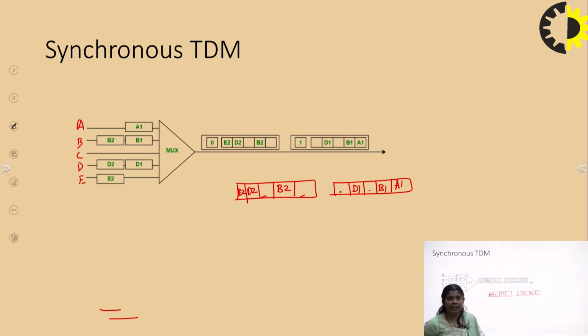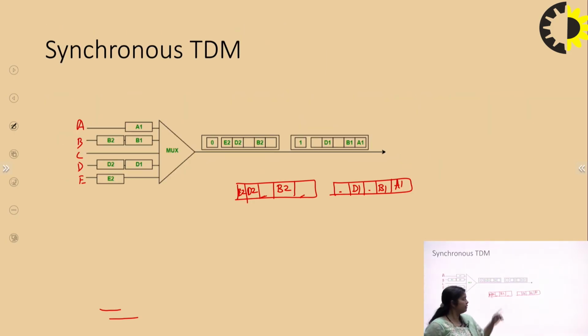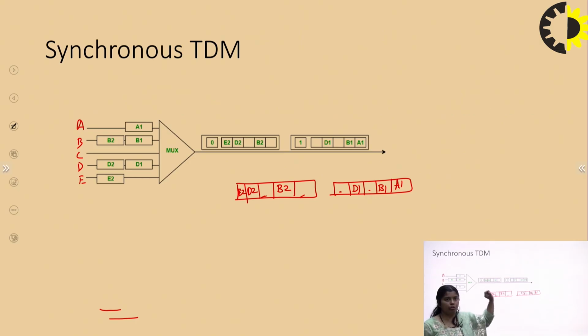Fine. So again, there is a restriction for those particular slots. This is the synchronous TDM. Now, the main disadvantage of the synchronous TDM is that the capacity of the complete channel is not fully utilized, because there are some vacant places. If there is no data, that particular slot will be vacant or free at that time. No one can transmit in this particular slot. That is the main disadvantage of the synchronous TDM.